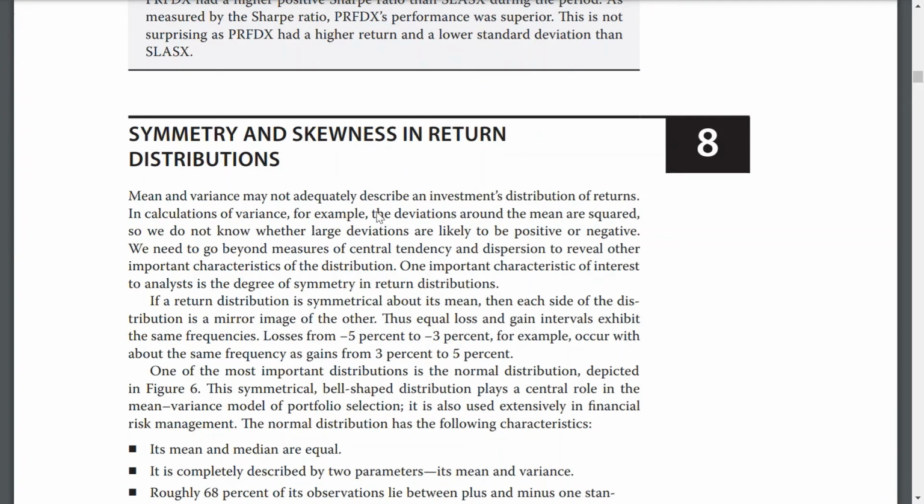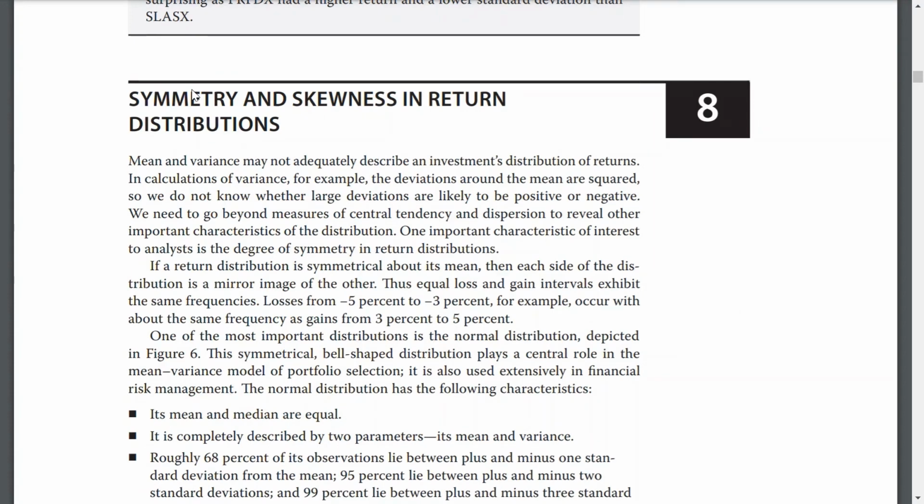Alright, welcome back. CFA Level 1 program curriculum, reading 8, part 8: symmetry and skewness in return distributions. Mean and variance may not adequately describe an investment's distribution of returns. In the calculation of variance, for example, the deviations around the mean are squared, so we do not know whether large deviations are likely to be positive or negative. We need to go beyond measures of central tendency and dispersion to reveal other important characteristics of the distribution.